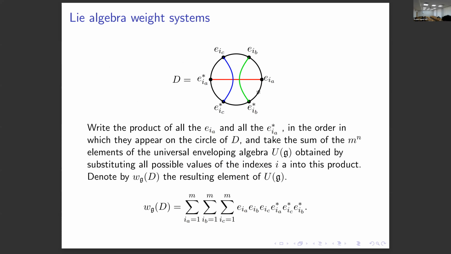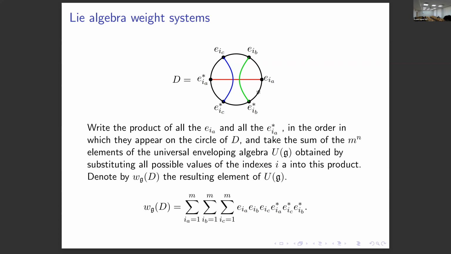And next, you just take the product of all the E and E star, and this is our definition of the Lie algebra weight system. We take the summation over all the indices i_a, i_b, i_c from 1 to M. The order of the product just follows the anti-clockwise direction from the cut point. So you see that this definition is based on where you cut and how you choose the base.